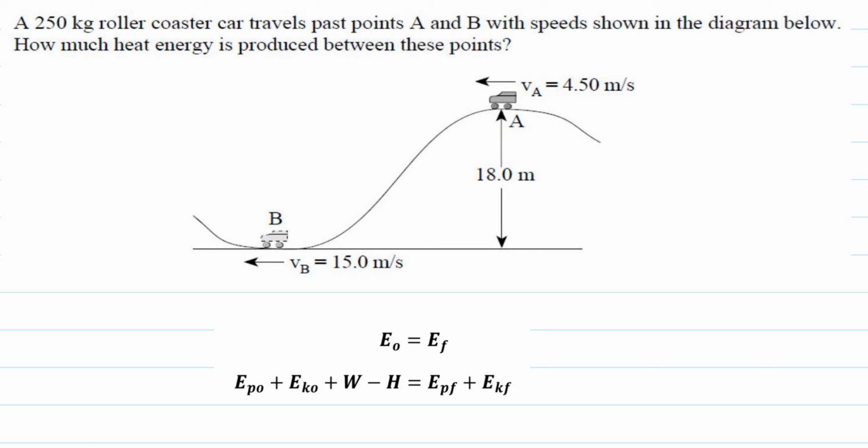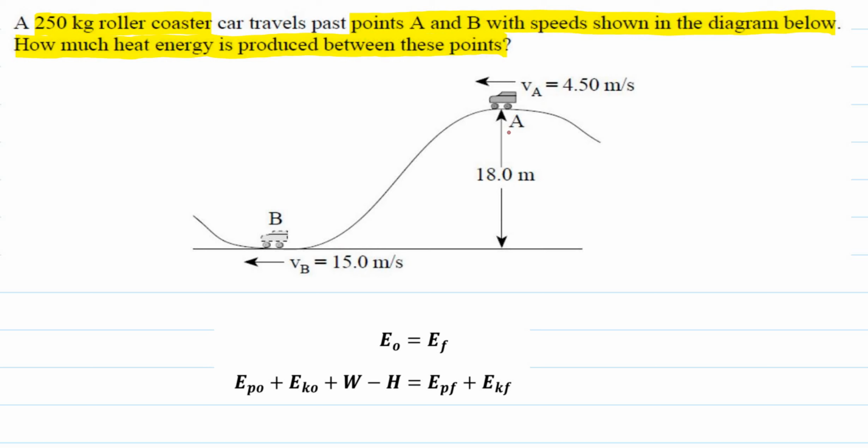Let's take a look at a few more of these work energy theorem questions. For this first problem, we have a 250 kilogram roller coaster going through points A and B with the speeds shown in the diagram below. Our goal is to find how much heat energy is produced between these two points.